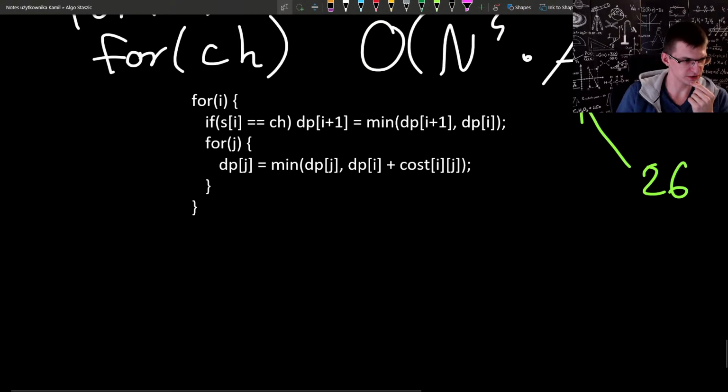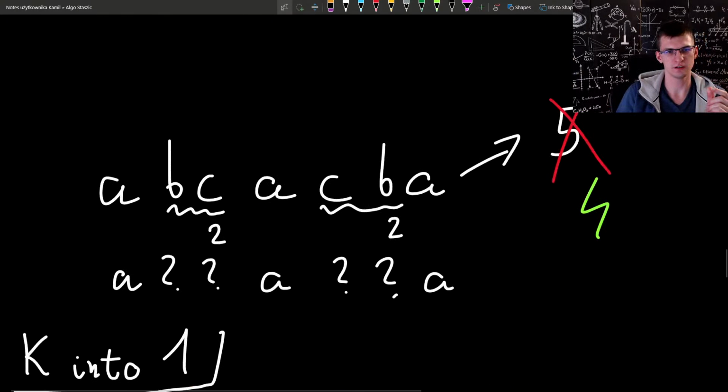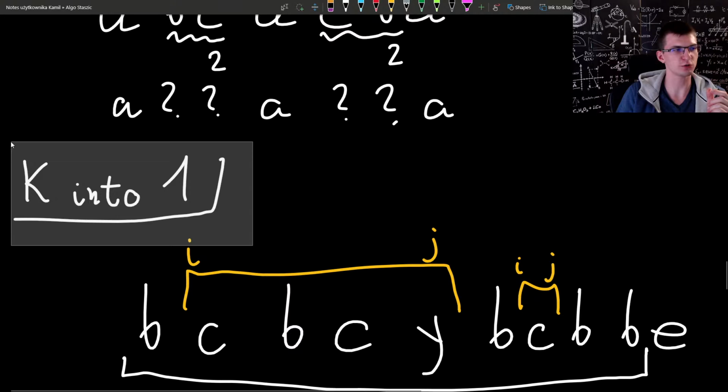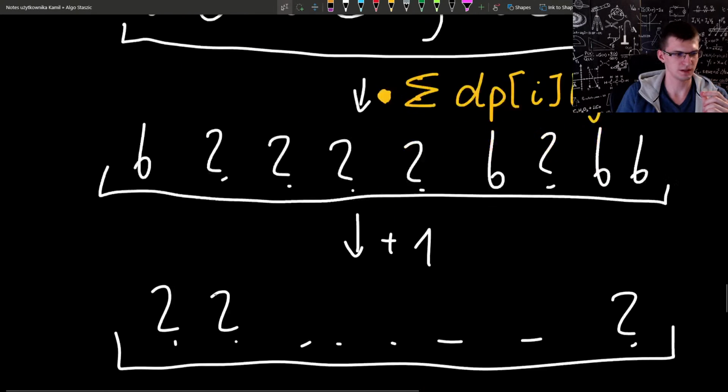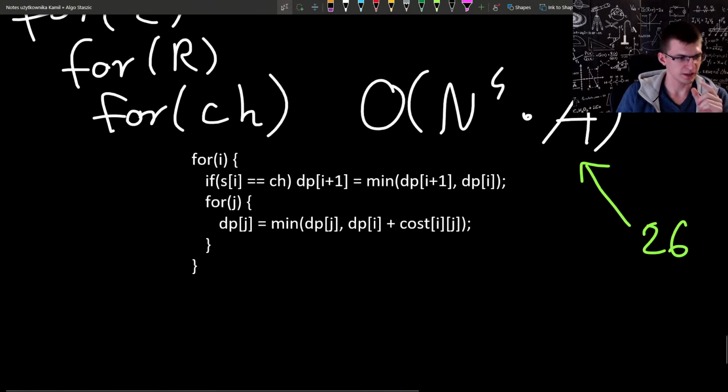Merge k into 1 was Leetcode 1000. Okay, good to know. So this was Leetcode 1000. Can you get rid of the fourth power? Yes, exactly.